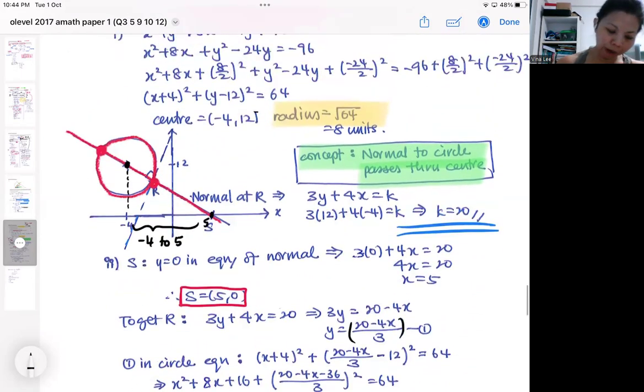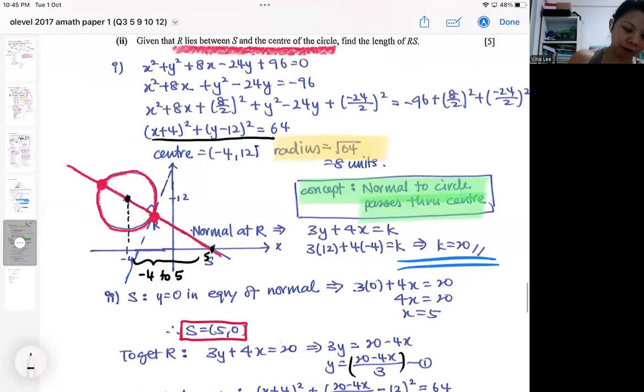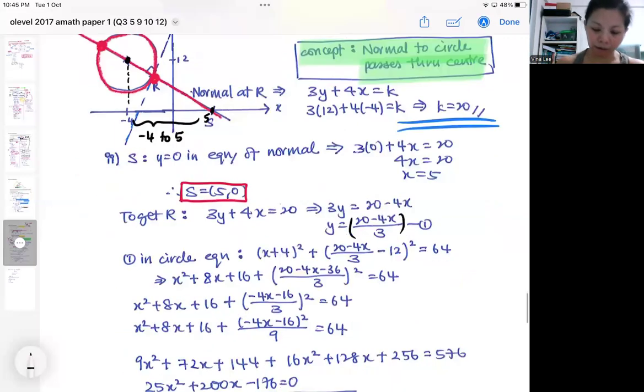you plug into the center, you find that you get a very huge number. Okay, I choose to plug into the completed square. Okay, it will be fine if you choose to plug it directly here.